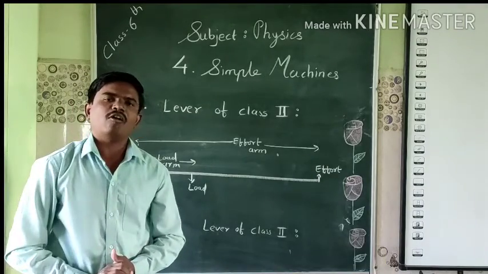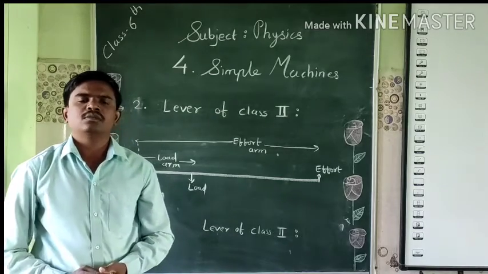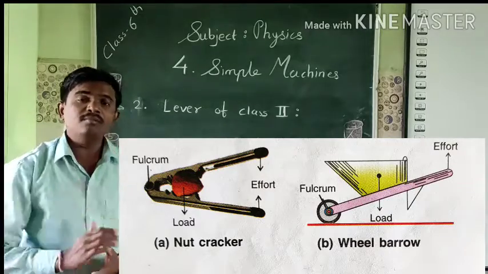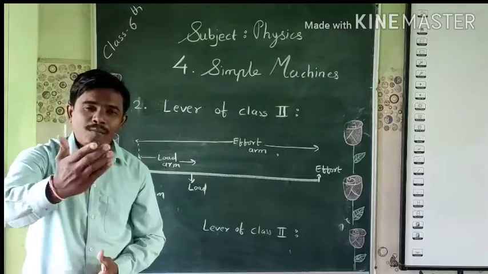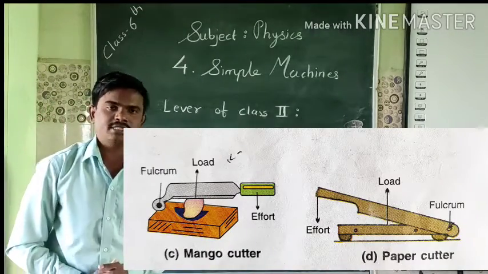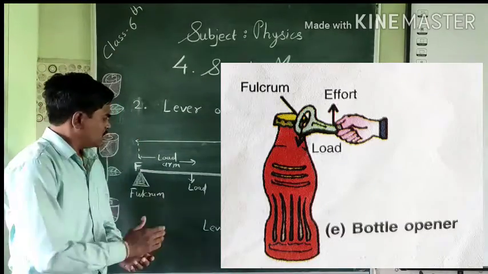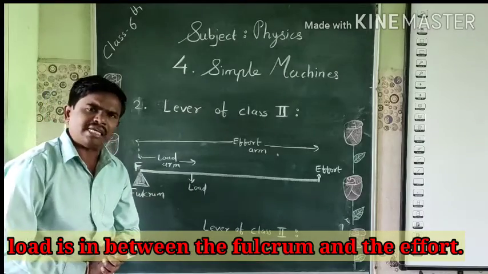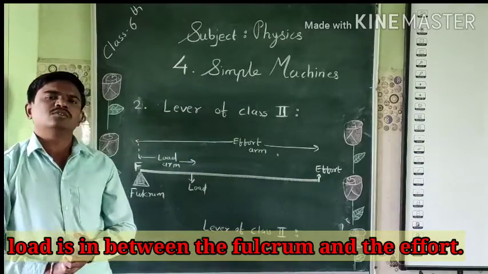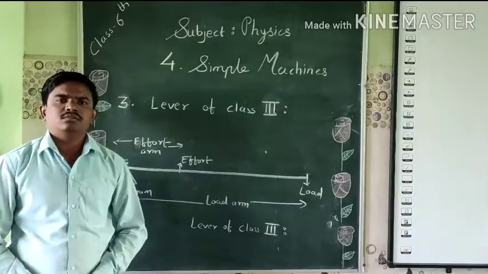The examples of lever of class second are nutcracker, wheelbarrow, mango cutter, paper cutter, and bottle opener. In these examples, you will see that the load is lying between fulcrum and effort. So these are the examples of lever of class second.